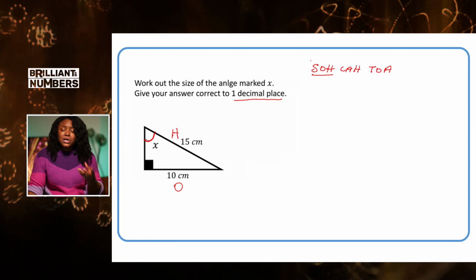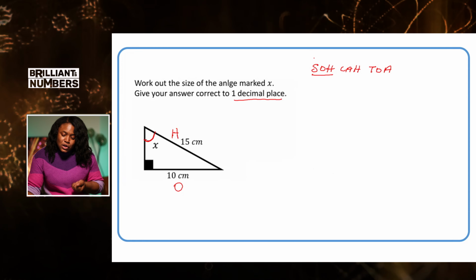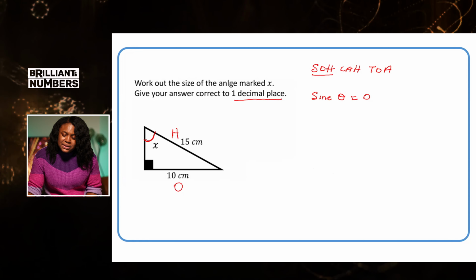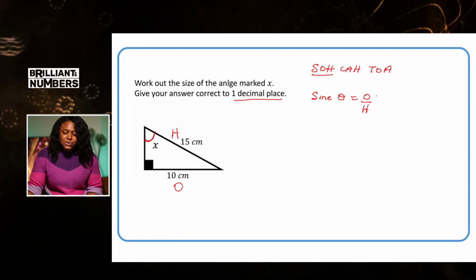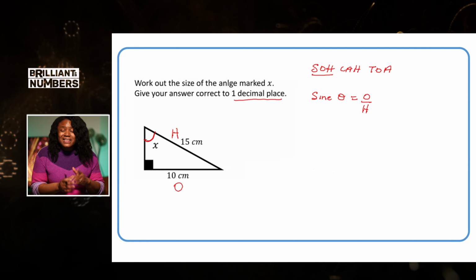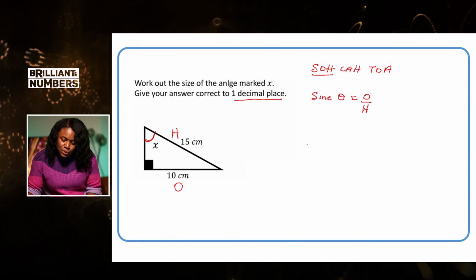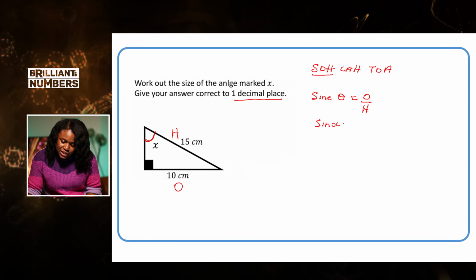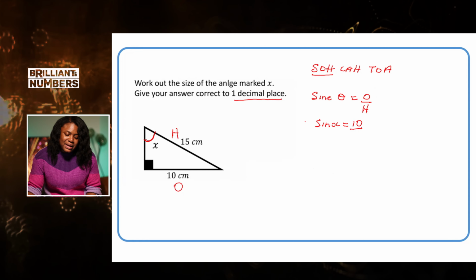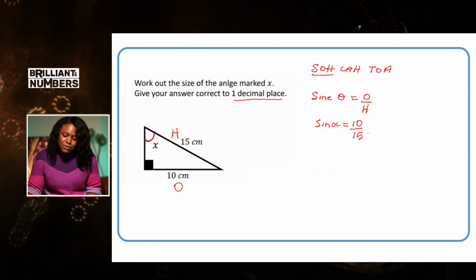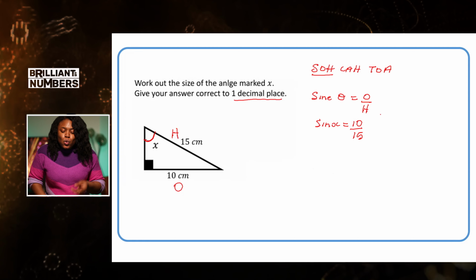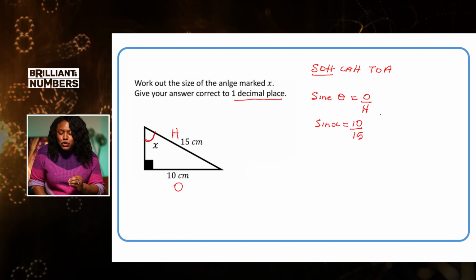I've chosen my ratio. I'm now going to write my formula down. So sine theta is equal to the opposite divided by the hypotenuse. Now in this question, I do not know the angle, so I'm going to replace it with the letter on the diagram, which is x. So sine x is equal to the opposite side, which is 10, divided by the hypotenuse, which is 15.